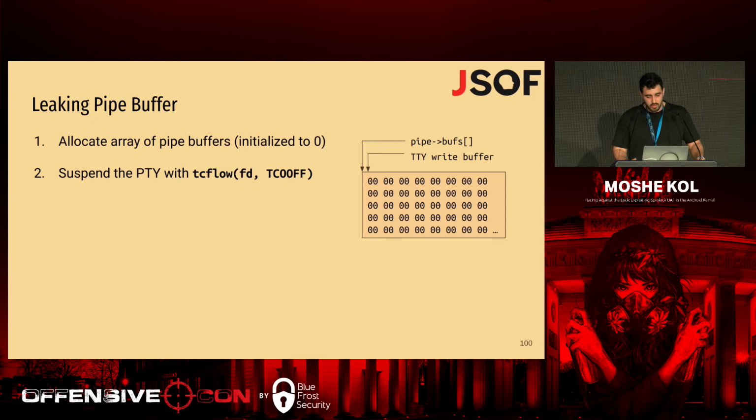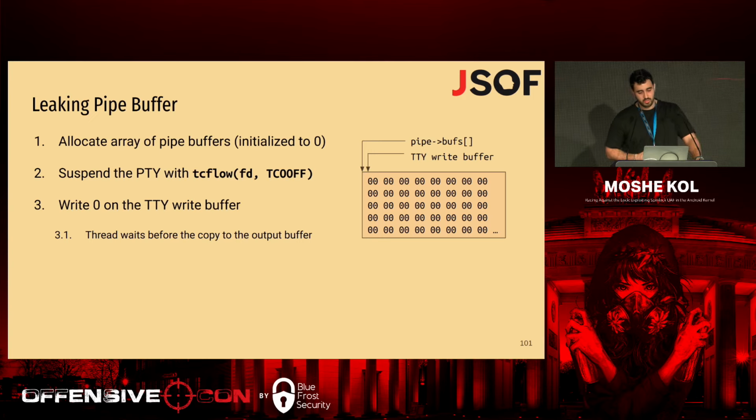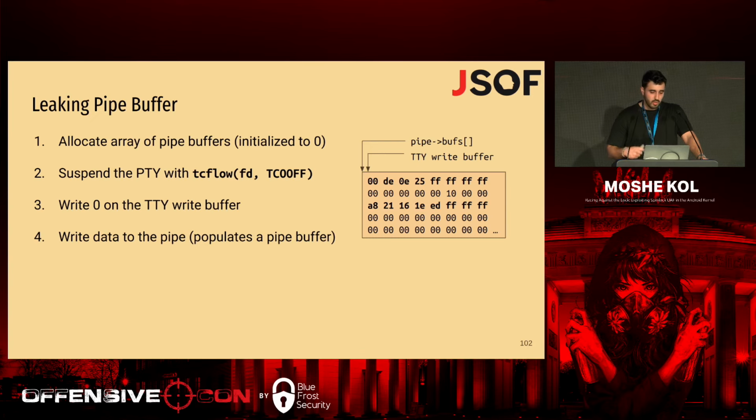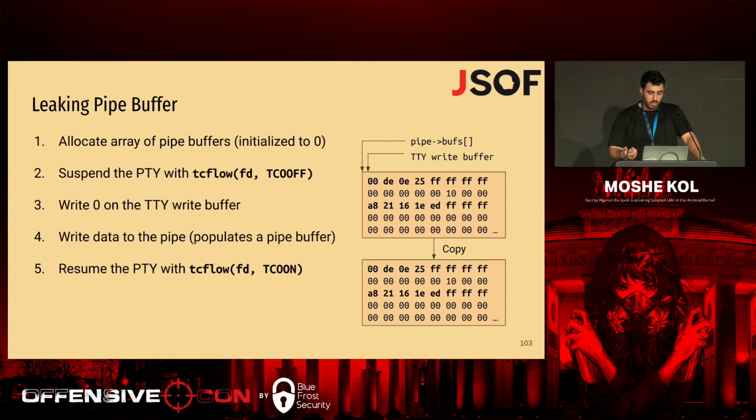We will then utilize the software flow control capabilities of the pseudo terminal, and we will issue an ioctl that tells it to stop emitting data. And then we will write zeros to the TTY write buffer. It will write the zeros, but the thread will block before it copies the data to the output buffer. Then we will write data to the pipe, and so a pipe buffer will be populated with our precious kernel pointers. Then we will resume the pseudo terminal with another ioctl, and at this point it will copy the data to the output buffer, and then we'll simply read it from the output buffer.